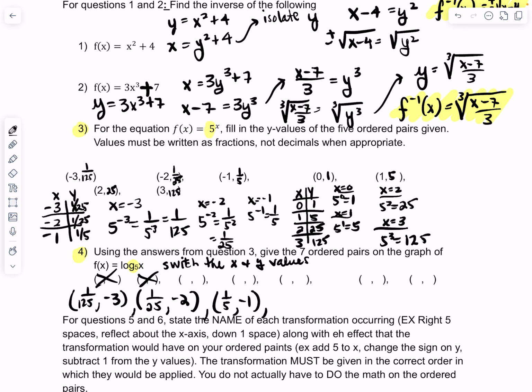The next one was 0, 1, so it becomes 1, 0. The next one was 1, 5, so it becomes 5, 1. And then we have 2, 25, which is now 25 comma 2. And finally, the last one was 3 comma 125. So now I have 125 comma 3. So that's questions 1 through 4.